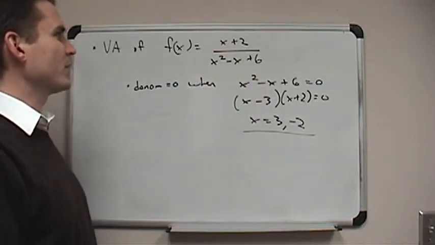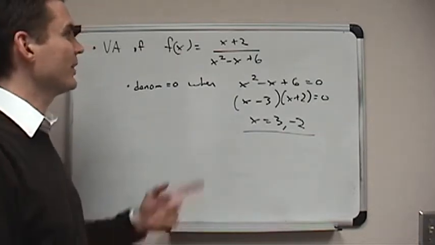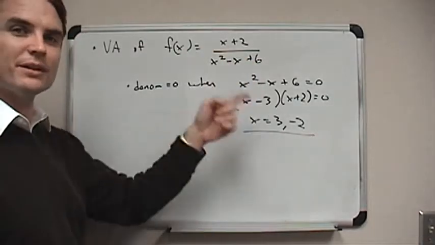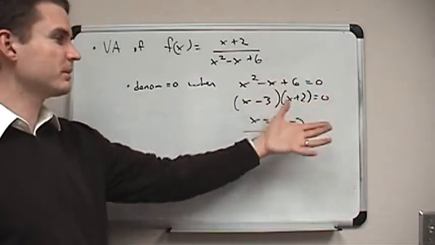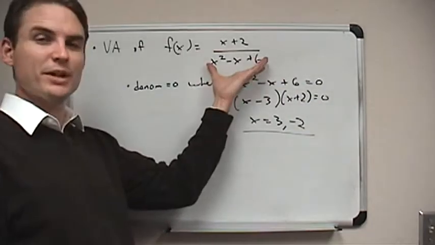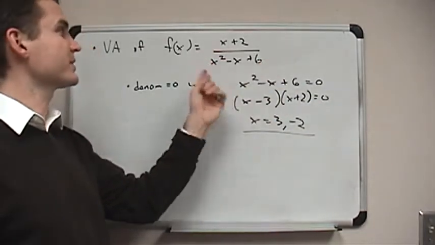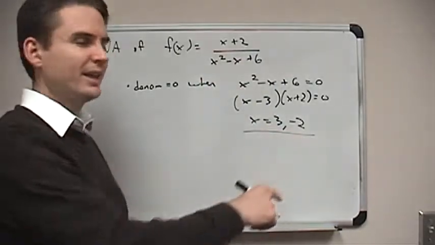Okay. So, again, the first thing we have to look at, if we're trying to find any vertical asymptotes, we have to ask ourselves, when is the denominator equal to 0? So I can take the denominator, set it equal to 0, and solve for x. And I get two numbers in this case. The denominator is quadratic, so there are two solutions to the denominator being 0. 3 and negative 2.